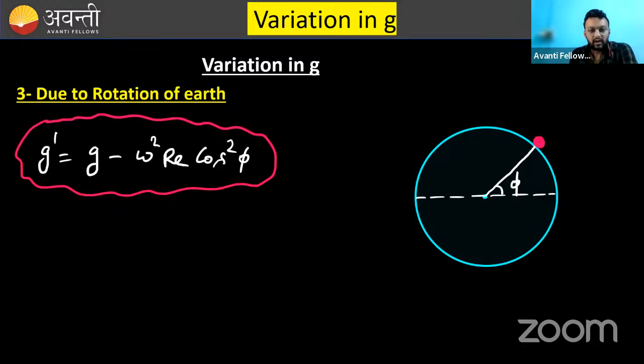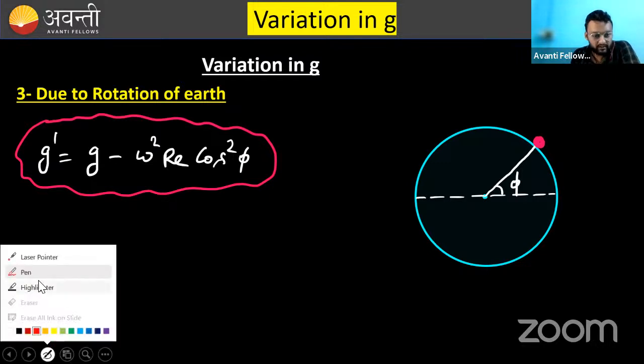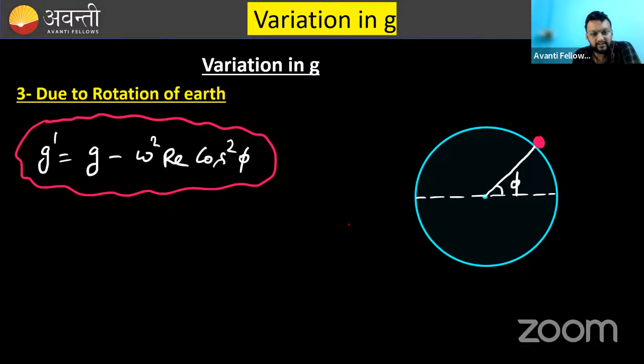Now there is one more variation, that is due to the rotation of the Earth. Now what if I say Earth rotates with some angular velocity? Let's suppose angular velocity is omega. You should again remember this. What will be the variation in the g? New acceleration due to gravity will be g minus omega square R_E cos square phi. This phi is the latitude of that point where you are interested to calculate acceleration due to gravity.